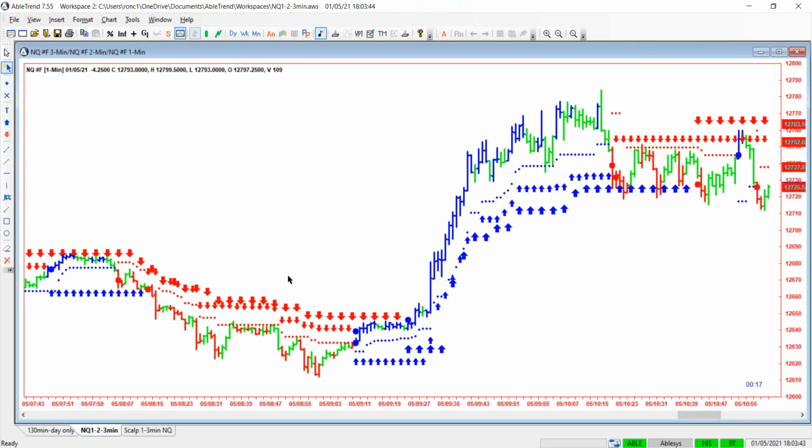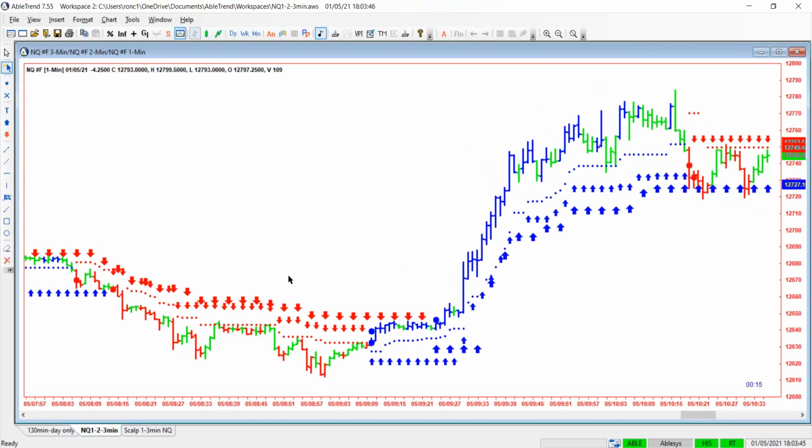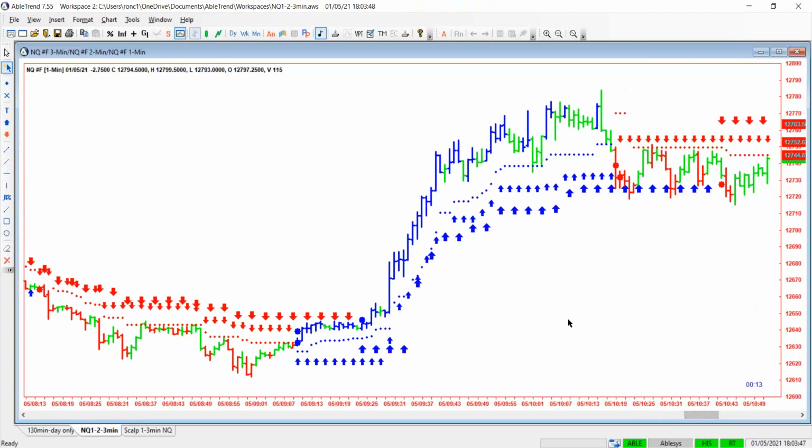Okay, let's jump in and look at the trend trading chart. This is more for intraday trading. This is for day trading. This is a 1-minute, 2-minute, 3-minute combination.